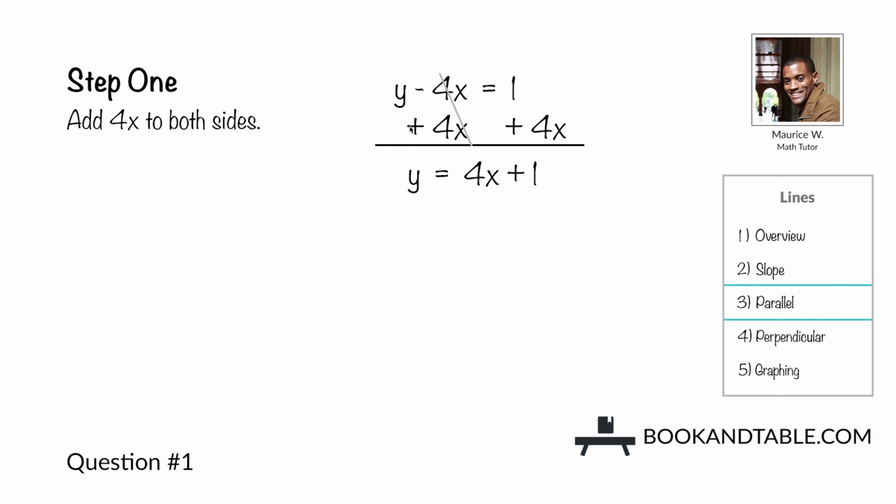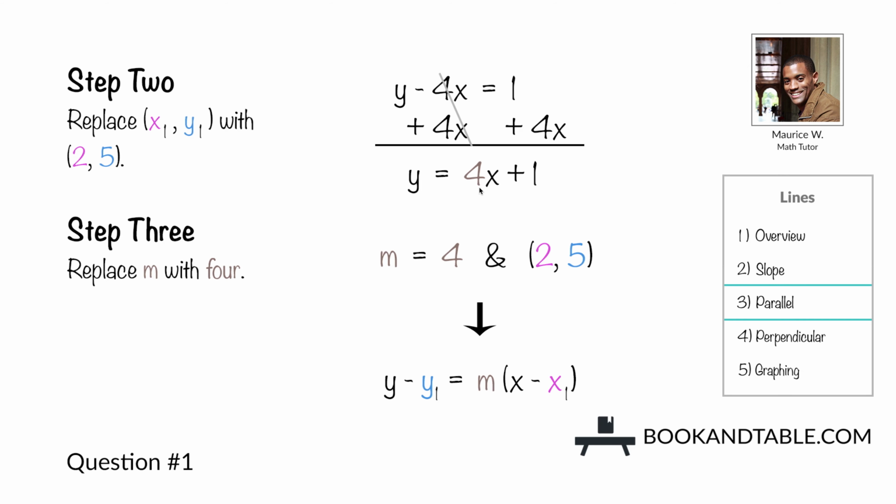So you are given the equation of a parallel line, but it's in standard form. You want to switch it to slope-intercept form. So for question number 1, the first step is to add 4x to both sides. This allows you to isolate y on one side, and that gives you y = 4x + 1. This is significant because the line we are looking for is parallel to this line. So the coefficient of our x is our slope, 4. So 4 will be the slope of the line that we're looking for as well.